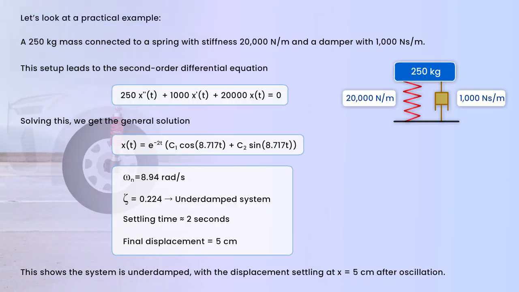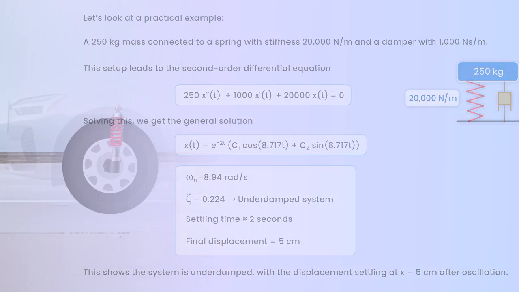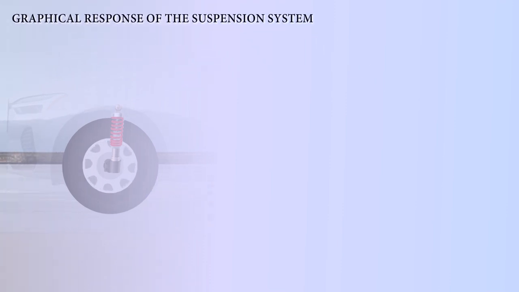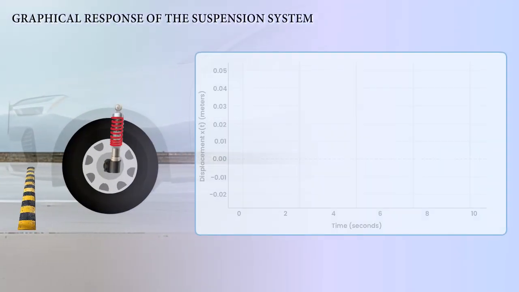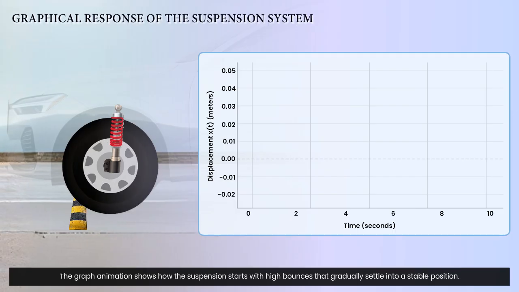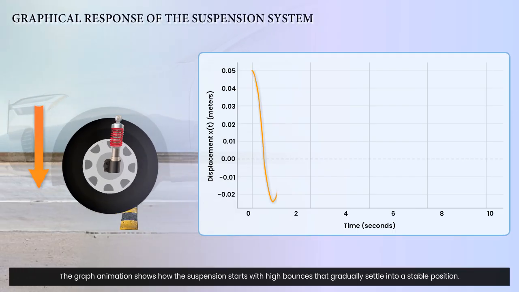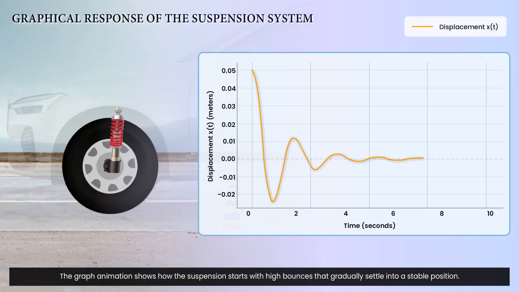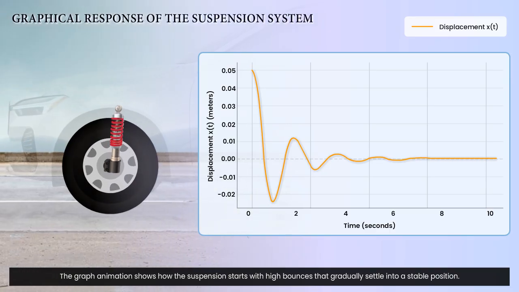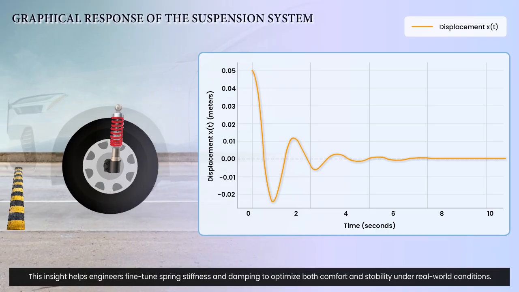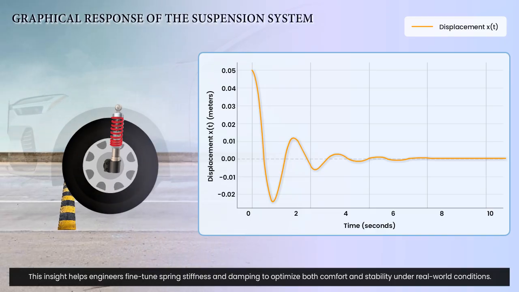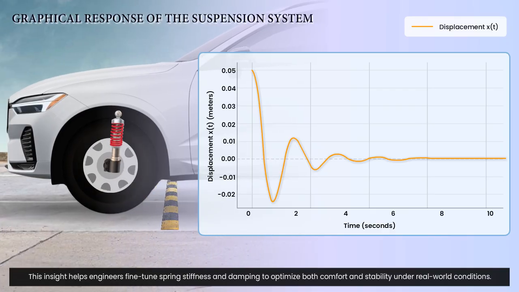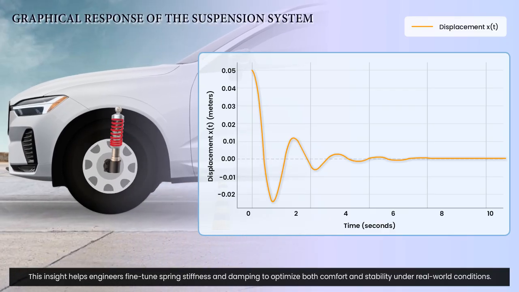Let's visualize how this behavior looks over time. The graph animation shows how the suspension starts with high bounces that gradually settle into a stable position. This insight helps engineers fine-tune spring stiffness and damping to optimize both comfort and stability under real-world conditions.